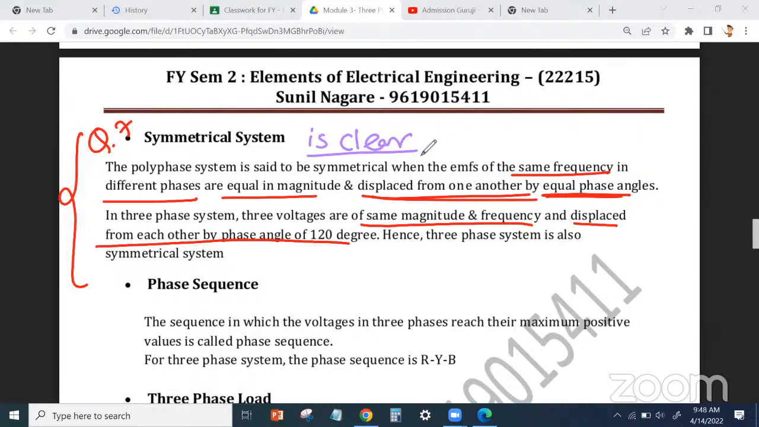Sure. Any doubt, anyone? So the symmetrical system is clear, everyone?